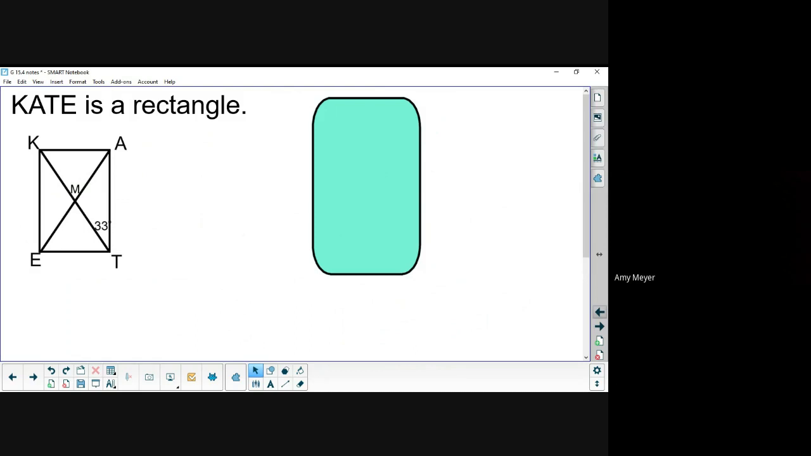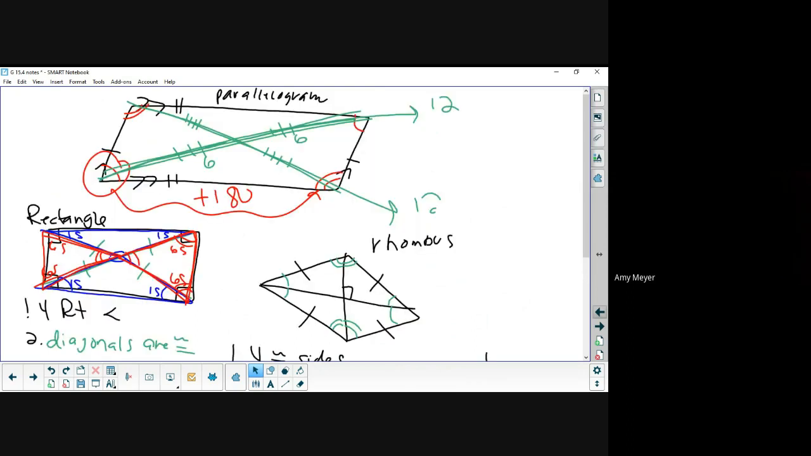Also write in your notes: KATM is a rectangle. If you look back at this and you don't know what shape it is, you don't know which properties you're allowed to use. Rectangle. Because it's a rectangle, I have these properties and all of those 5.